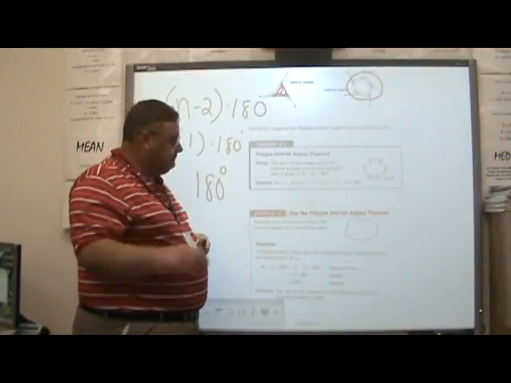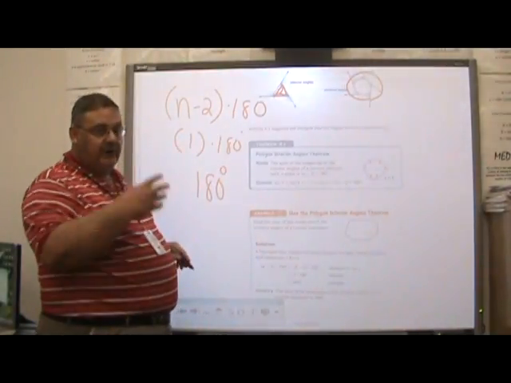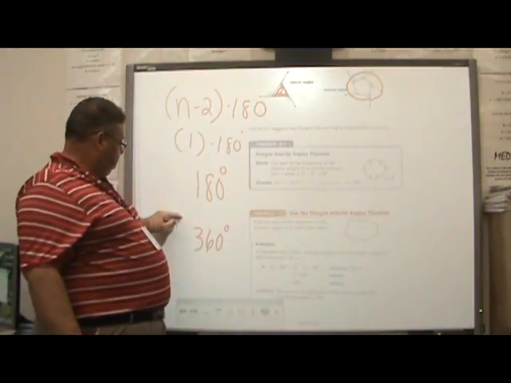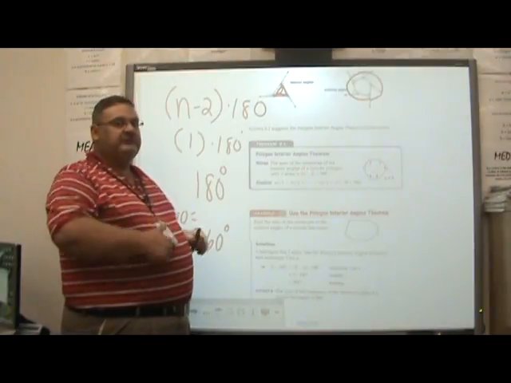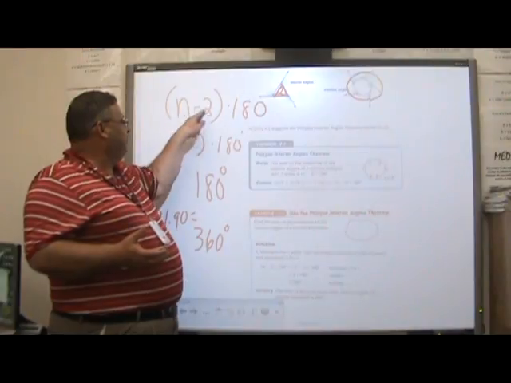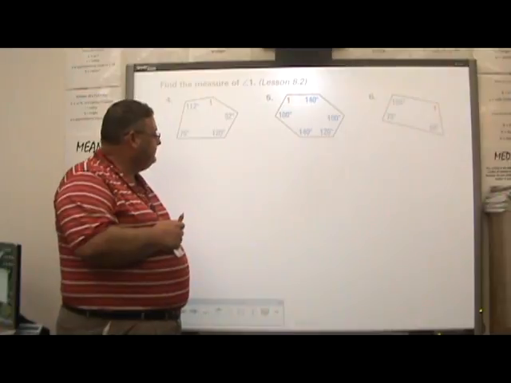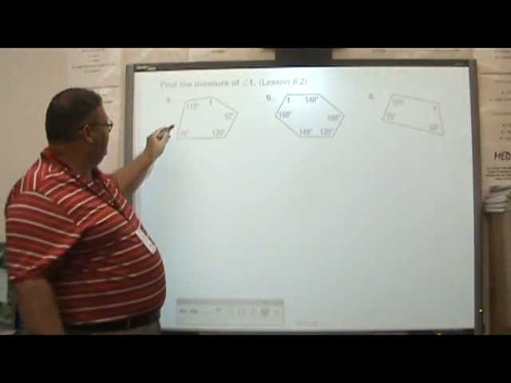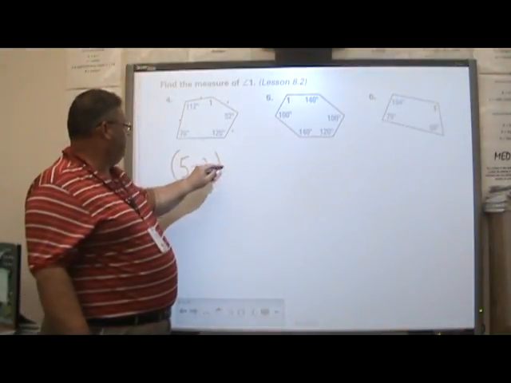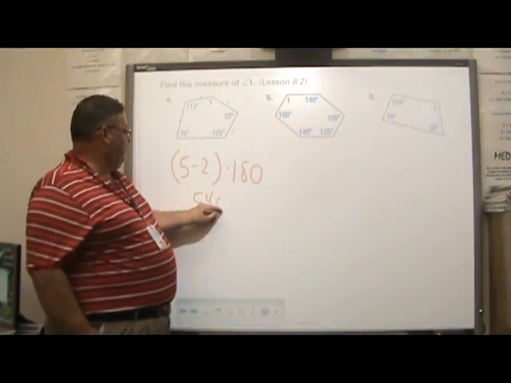A square, right? 4 minus 2 is 2, times 180 is 360. Well, we know that a square has 4 90s, so it's 360. So what about a 5-sided or 6-sided? You're not going to have to remember. The formula you'll run into, just take the number of sides, subtract 2, multiply by 180. All right. So here, 1, 2, 3, 4, 5 sides, minus 2 times 180. So that's 540.